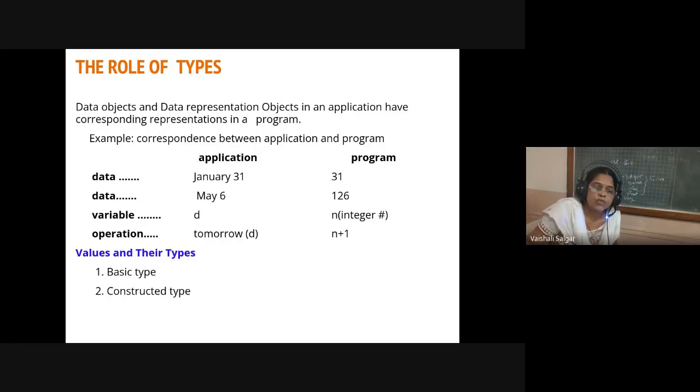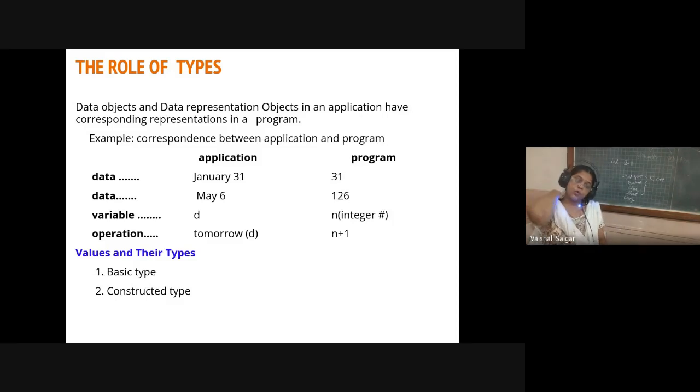So the data objects and data representation objects in an application should have a corresponding representation. Now in my application, I'm saying a day, for example, the first integer value indicates 1st of January. Obviously, January 31 will be represented as the value 31 in the program. But when I'm saying May 6, obviously, the integer value will be represented with 126.